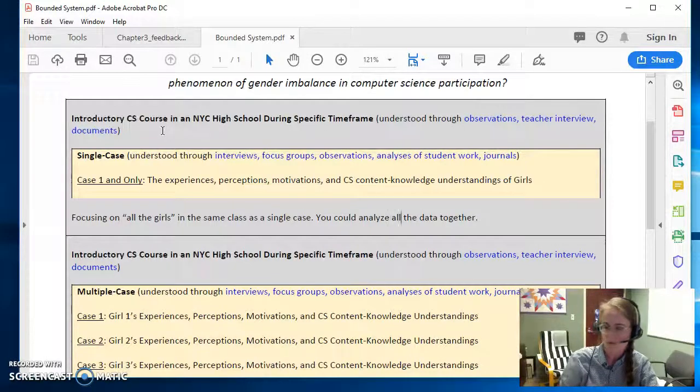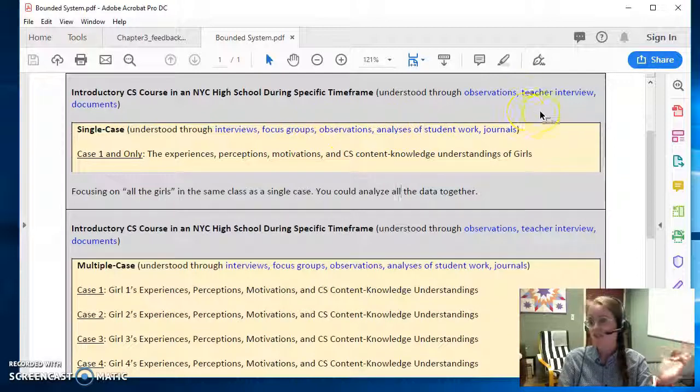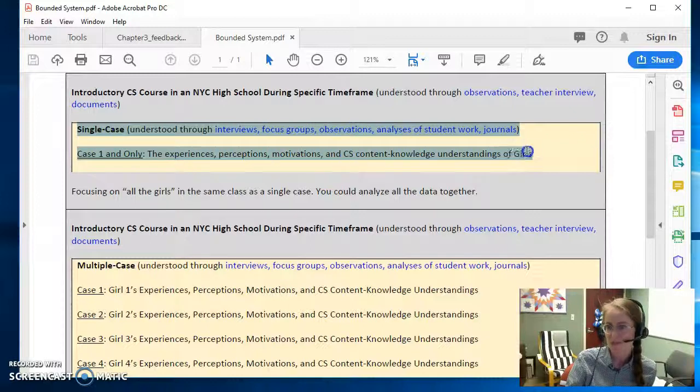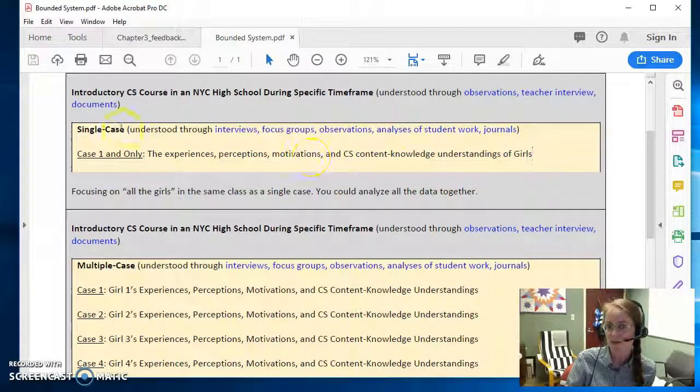You're not totally specific about that in another section. And you understand that piece of your system through observations, teacher interview maybe, and you didn't mention teacher interview, but I think it'd be good to interview the teacher, and maybe documents that you collect from the school site and from the classroom. But here's where we really narrow down. We haven't really described your bounded system yet, though, the one that's going to get you to the questions that you want. This is really the essence of your bounded system.